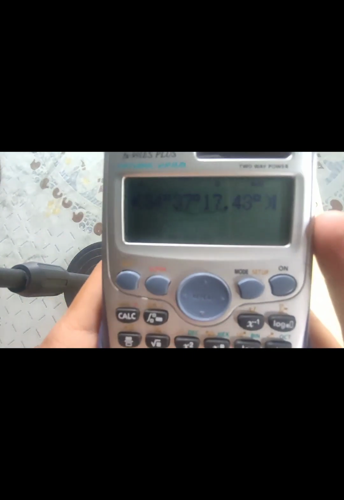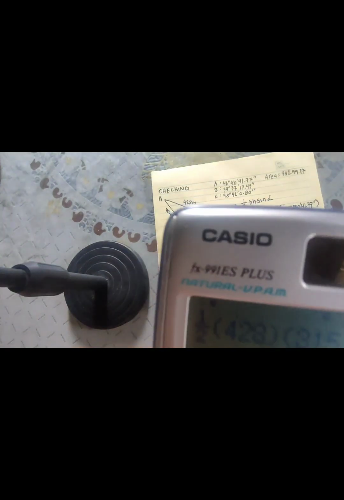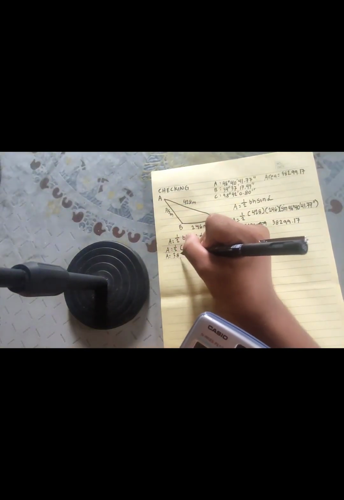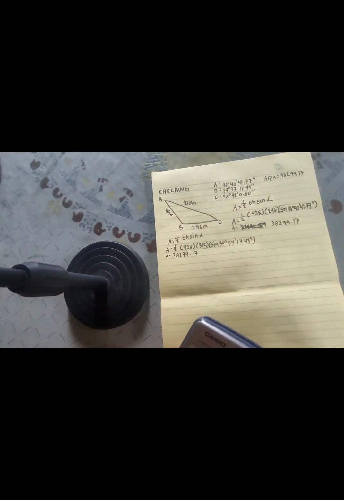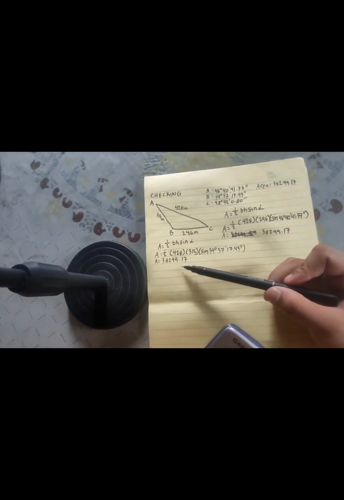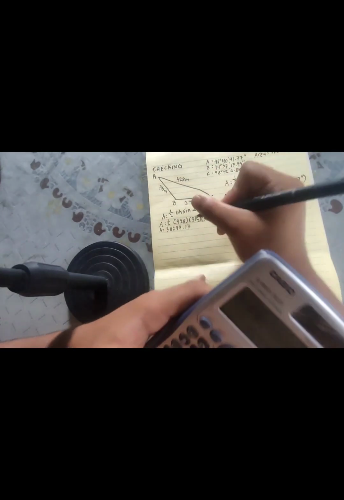So just click equals. So we get the answer again, 38,299.17. So again, our answer in angle B is the same as our answer in angle A, and the same answer as RJ Hernandez's final answer using Heron's formula. So it means it's correct.